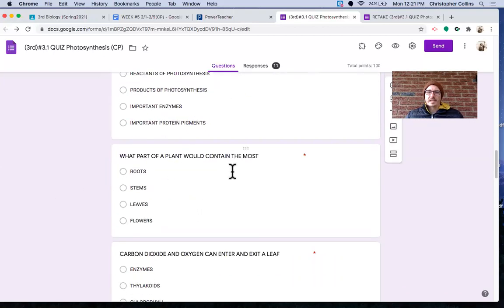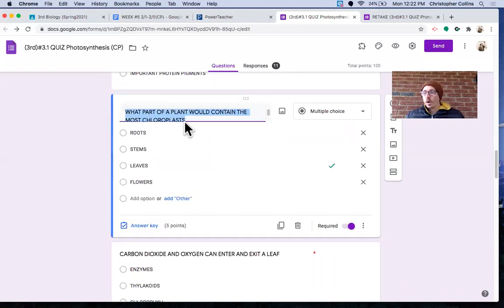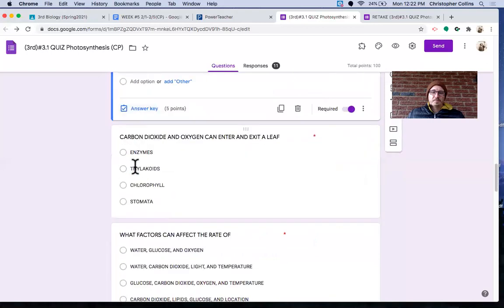What part of the plant would contain the most chloroplasts? Well, chloroplasts are the tiny little organelles that allow plants to photosynthesize sunlight into sugars, right? And so what part of the plant is probably most responsible for photosynthesis? What part of the plant is most responsible for absorbing sunlight energy? That's definitely going to be the leaf, right? So our leaves are like little plant solar panels, right? And they contain thousands of chloroplasts to absorb sunlight so they can perform photosynthesis.